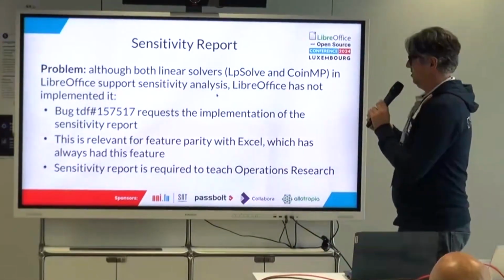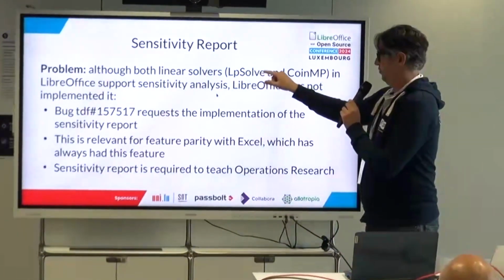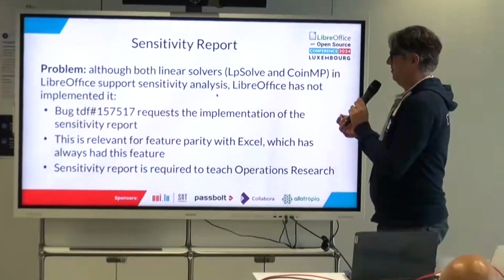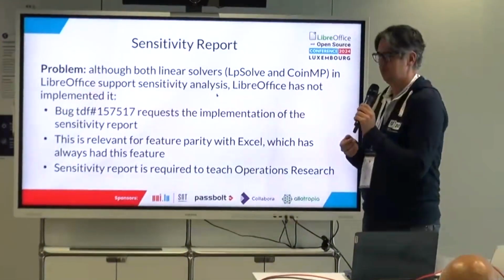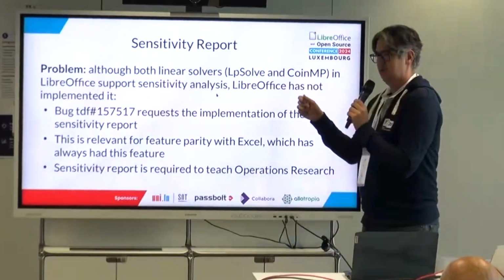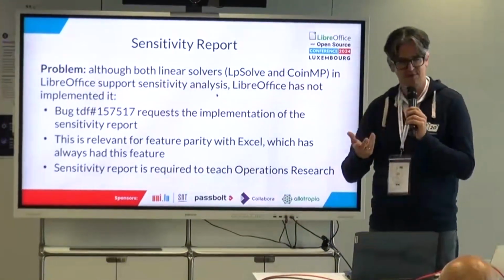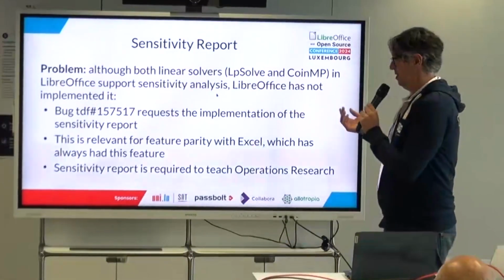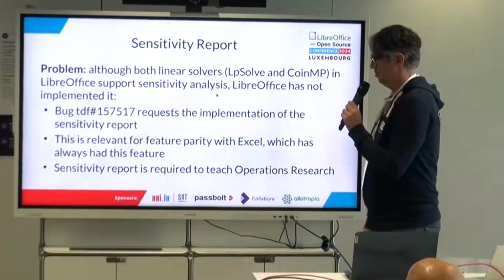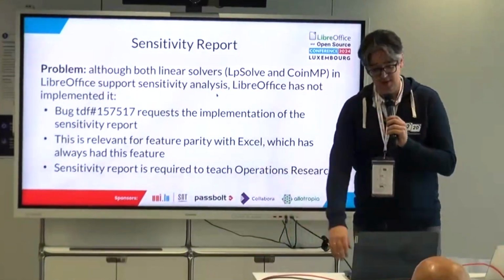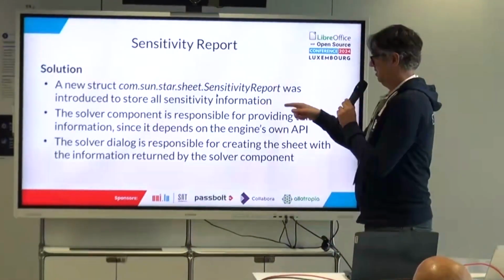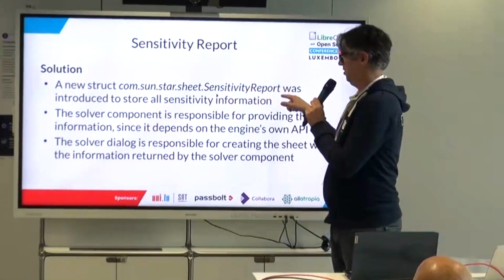First I implemented the LP-Solve sensitivity report, because if you don't know, LibreOffice has two solver engines for linear models. We have LP-Solve and CoinMP. Both of them are capable of reporting the sensitivity report for us, but we need to implement each one separately, because they are separate components in LibreOffice. So what I did was simply to create a new struct called CSS Sheet Sensitivity Report.